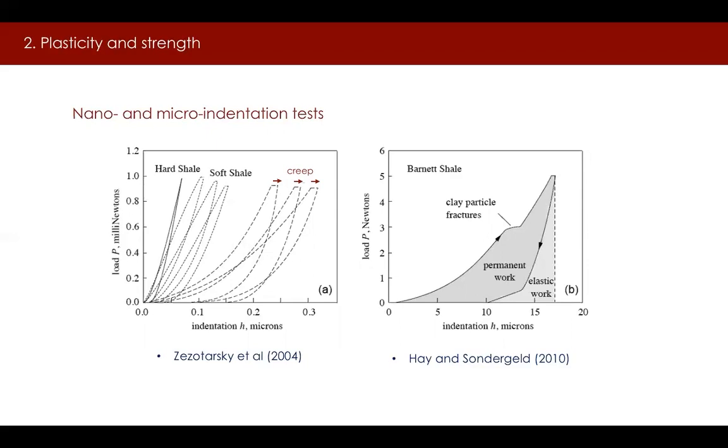The test results on the left pertain to indentation on the order of nanometers and were aimed at investigating the properties of the minerals and organics. In contrast, the figure on the right shows indentation on the order of several microns, aimed at investigating the properties of the rock matrix.